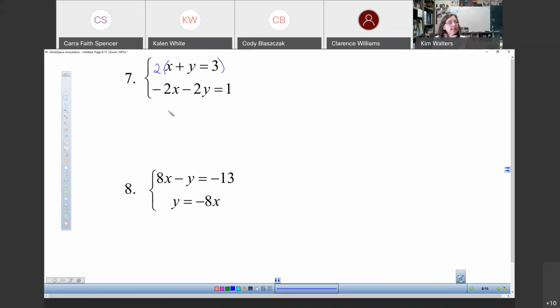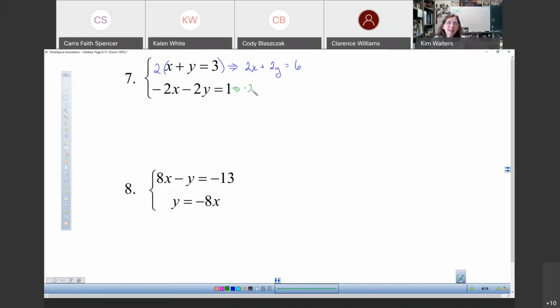Multiplying by 1 doesn't change anything. Multiplying by 3 would be lovely, except that it won't do me any good, okay? So multiplying by positive 2 will give me that positive 2x so that I can add it to the negative 2x and everything disappears. So I have a positive 2x plus 2y is equal to 6, making sure you multiply all the way across. My second equation, I don't change at all.